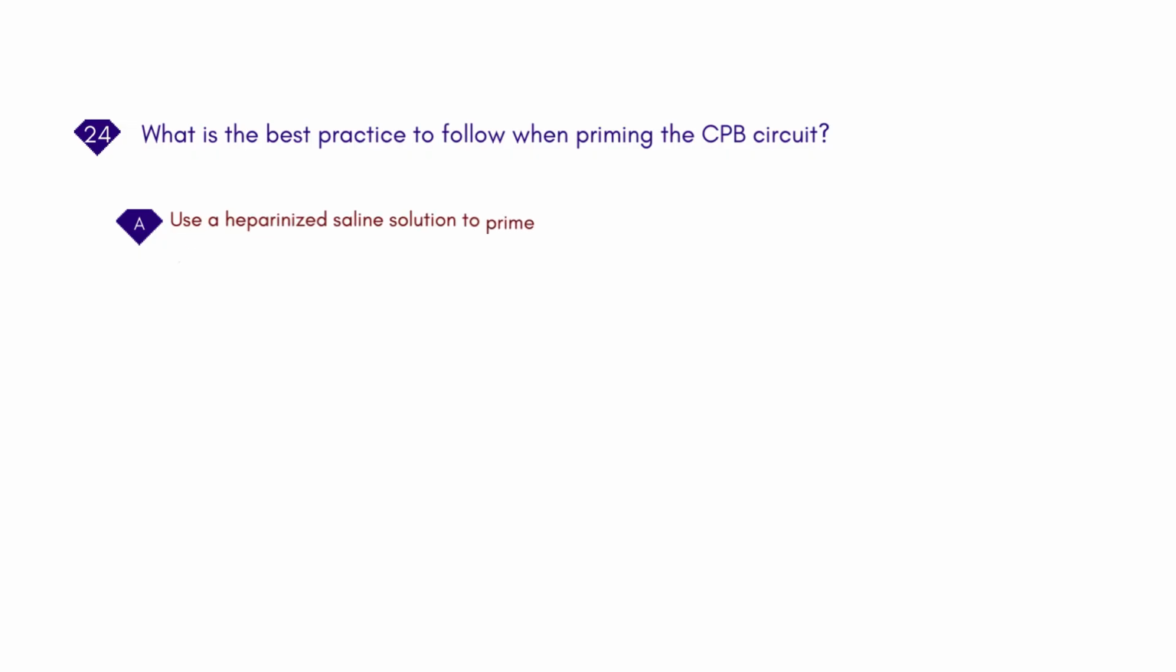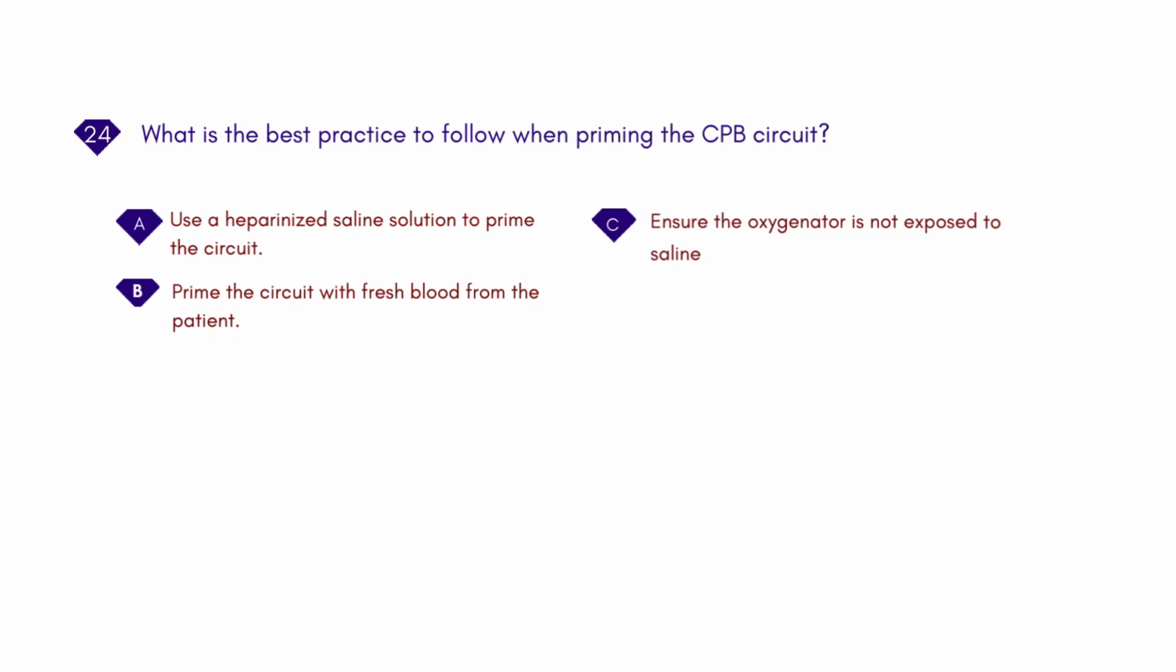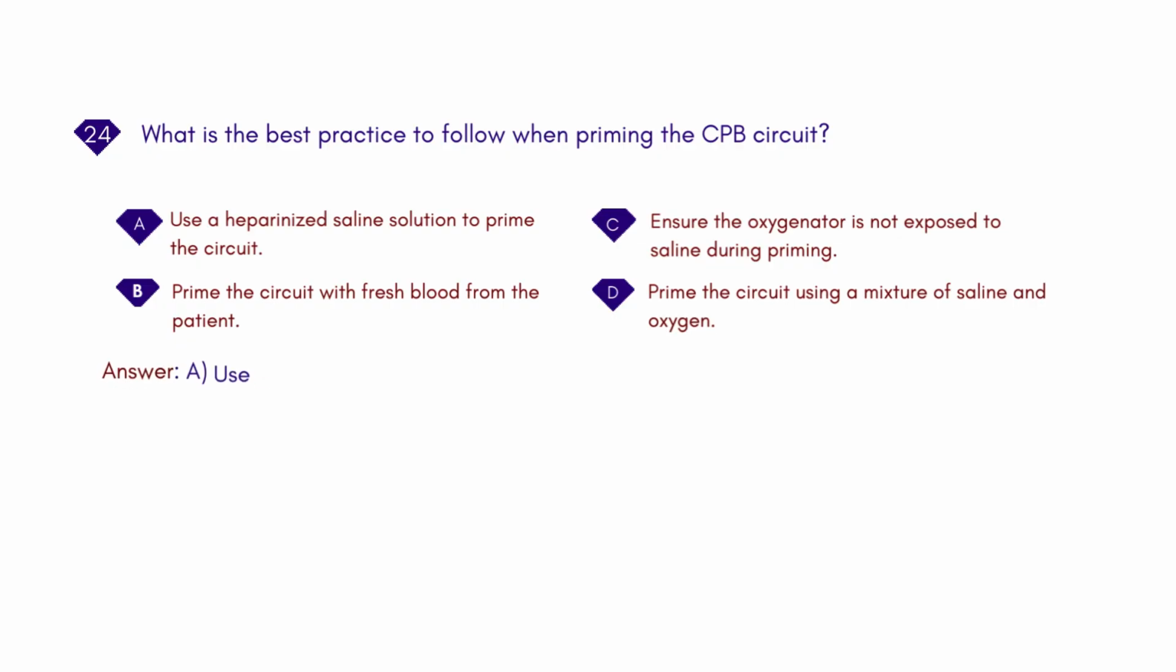A. Use a heparinized saline solution to prime the circuit. B. Prime the circuit with fresh blood from the patient. C. Ensure the oxygenator is not exposed to saline during priming. D. Prime the circuit using a mixture of saline and oxygen. Answer: A. Use a heparinized saline solution to prime the circuit.